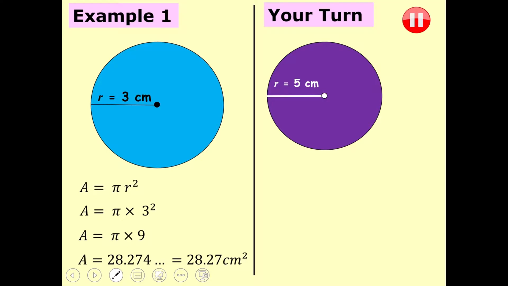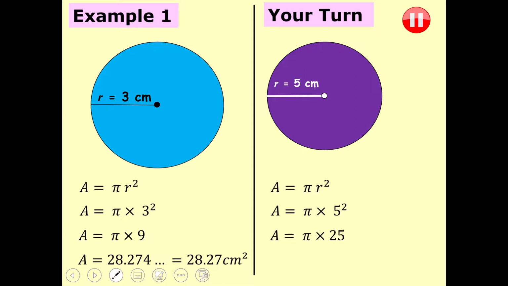Okay, let's go over the answer. So first thing we need to do is write down our formula. A equals pi r squared. We're going to substitute r, which is 5, into our formula to get A equals pi times 5 squared. We know 5 squared is 25, so we can write that in. 5 times 5 is 25.